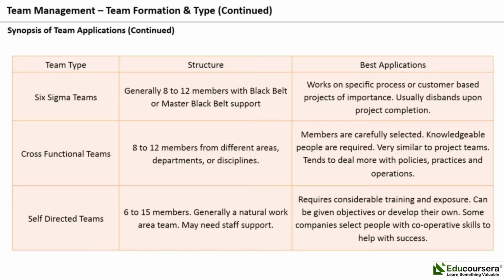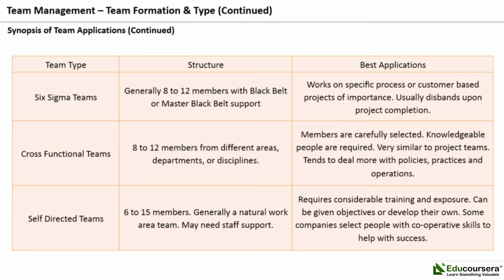Cross-functional teams. The structure is 8 to 12 members from different areas, departments or disciplines. The members are carefully selected. Knowledgeable people are required. Very similar to project teams. Tends to deal more with policies, practices and operations.